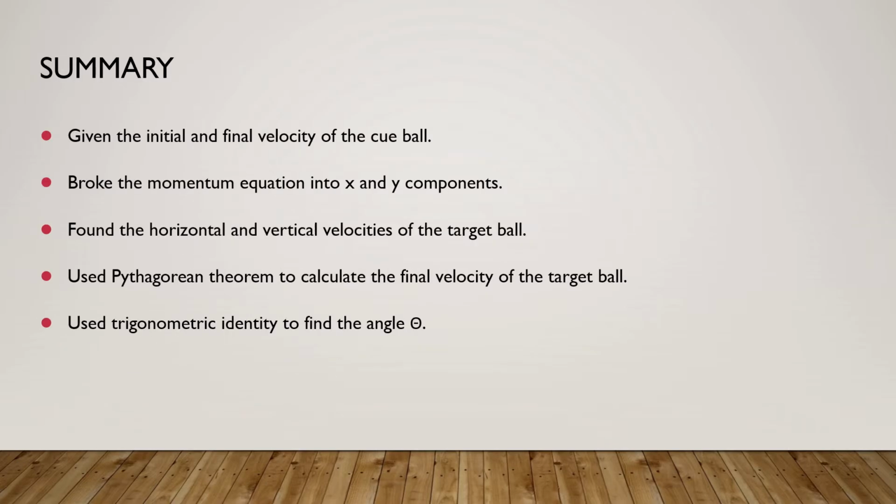In summary, we were given the initial and final velocity of the cue ball along with its angle from horizontal, and using the horizontal and vertical components of the conservation of momentum equation, we were able to find the horizontal and vertical components of the target ball's final velocity. Then, using the Pythagorean theorem and trigonometry, we were able to determine the overall final velocity and angle of the target ball. This presentation demonstrated understanding of elastic collisions, conservation of momentum, vector quantities, and basic trigonometry.